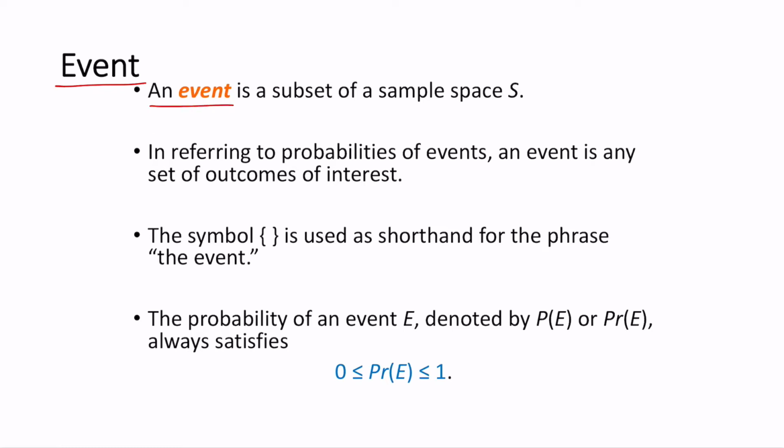An event is basically a subset of a sample space. For example, let's say you're throwing a coin in the air and you want it to be heads. You thinking about having heads is an event, or the other person thinking that it should not be a head can also be an event, or the other person thinking that it should be a tail is also an event. So an event is a subset of the sample space. In referring to the probabilities of these events, an event is basically any set of outcomes of interest. Remember this part.